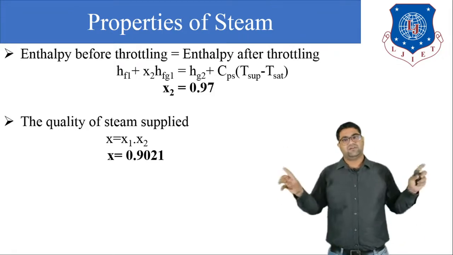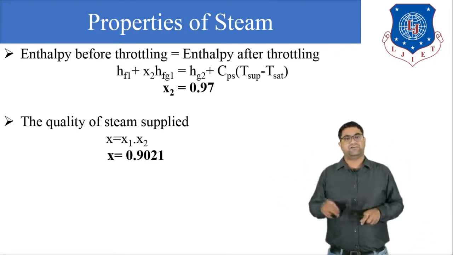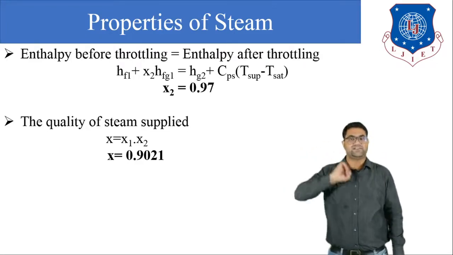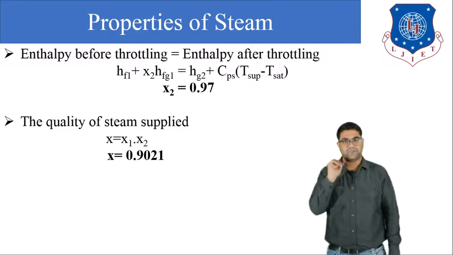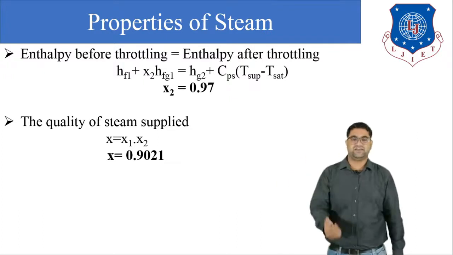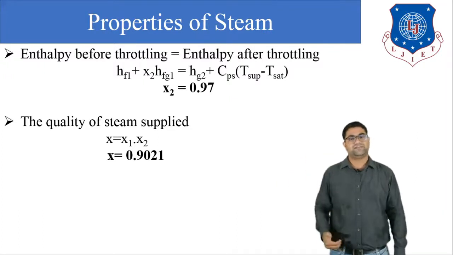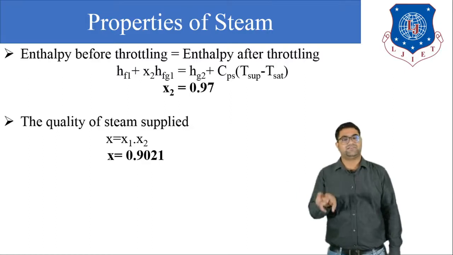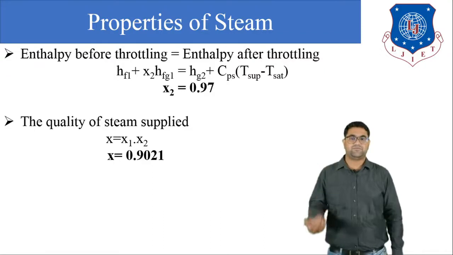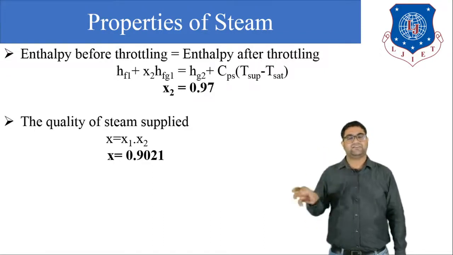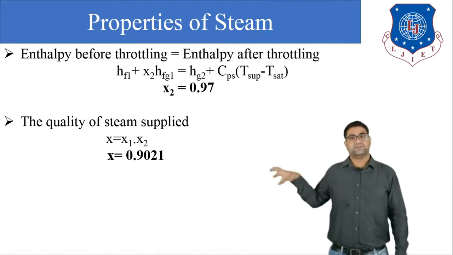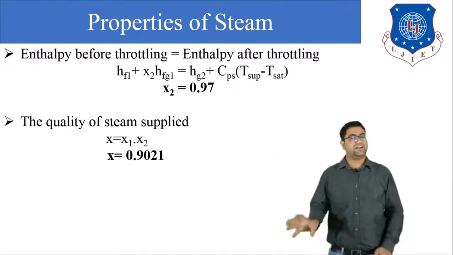So we have both values. Now from the combined calorimeter, if we multiply both values, we can find the final dryness fraction for the separating and throttling calorimeter. So the final quality of the steam is X equals X1 into X2, and we get X equals 0.9021. This is the value of the final dryness fraction, and with the help of this final dryness fraction we can measure the quality of steam. So this is how we can use the combined separating and throttling calorimeter.